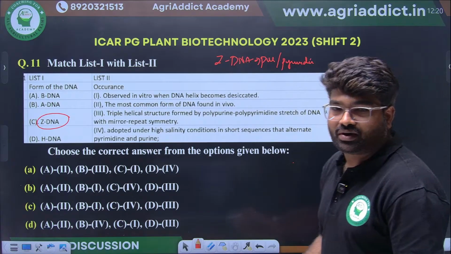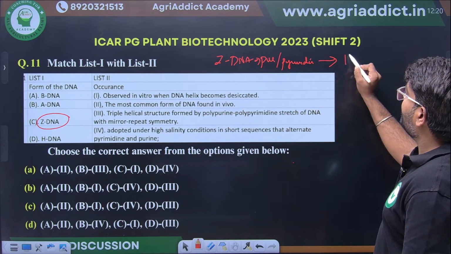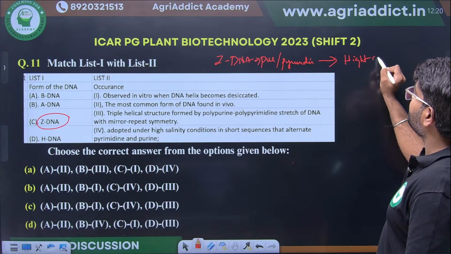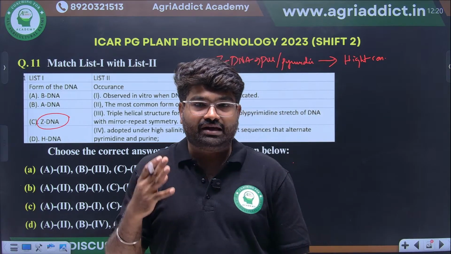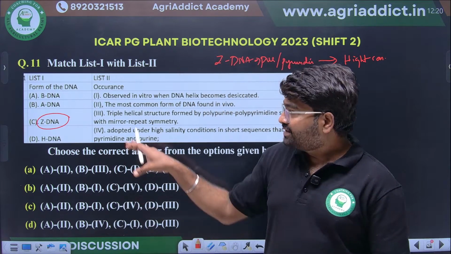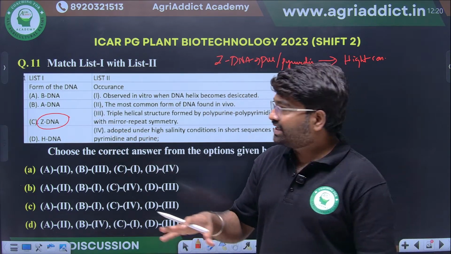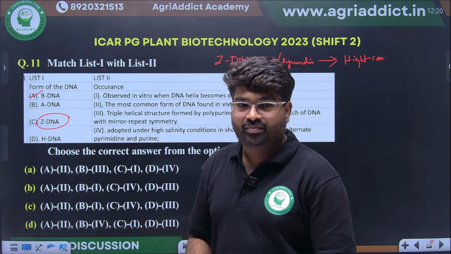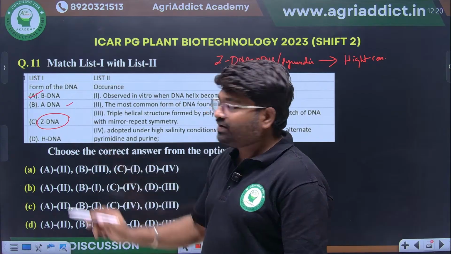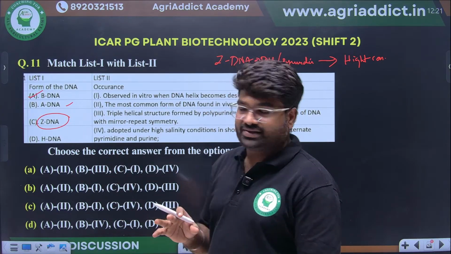Another most important thing, this will be present highly in where? High salt concentration. Wherever a high salt environment is there, this Z-DNA will be predominant. In cellular conditions, B-DNA will be predominant. A-DNA will be predominant in dehydrated conditions. Now you match.